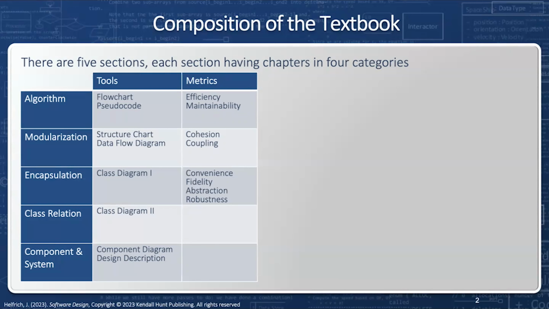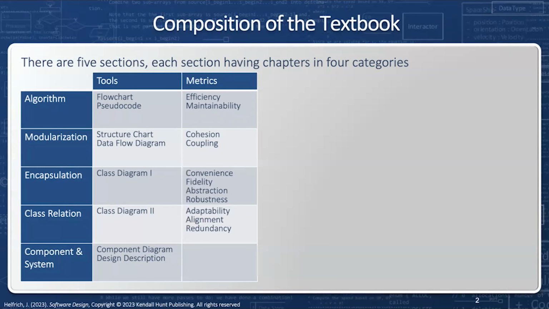At the encapsulation level, we refer to convenience, which is how easy it is for a client to use a class; fidelity, and this is the quality of the attributes in representing the design concern; abstraction, and how much we can shield the client from having to know implementation details about the class; and robustness, how much assurance we give the client that the class will work as expected.